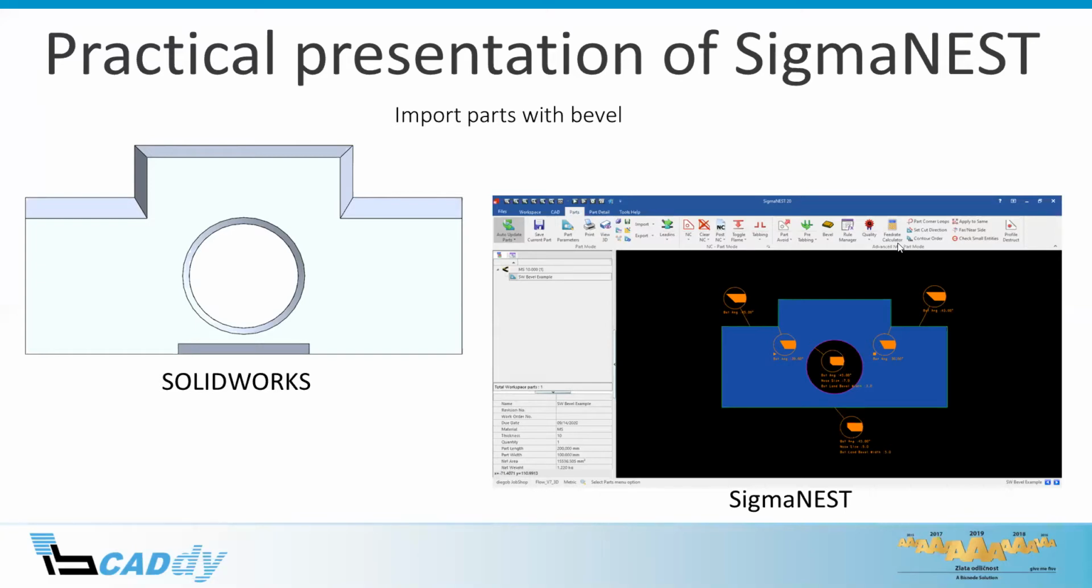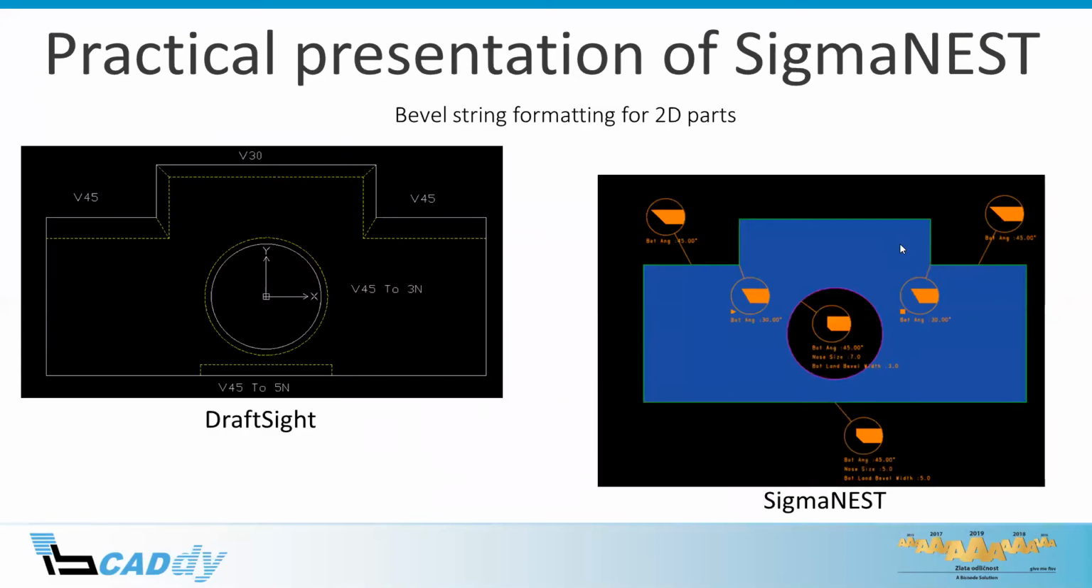Importing a 3D model to SigmaNEST has the important advantage that SigmaNEST can read the bevel information automatically, and we don't need to spend time defining the bevels again in SigmaNEST. Also, if we don't have options to create our parts in 3D, we can use DraftSight or AutoCAD to create a 2D CAD file. In this case, we can group the lines and nodes to a string that SigmaNEST can recognize on import, and this way the bevel information is imported and the part is ready for programming.